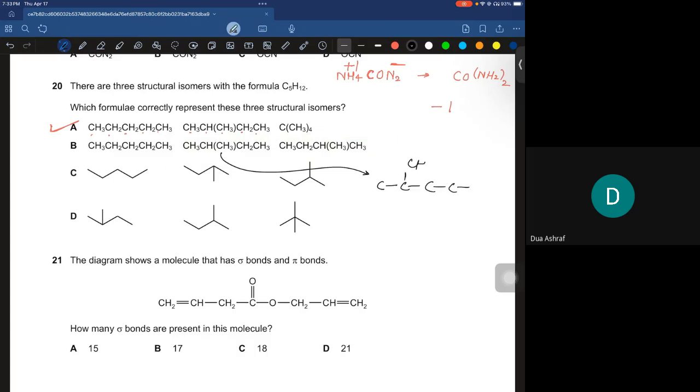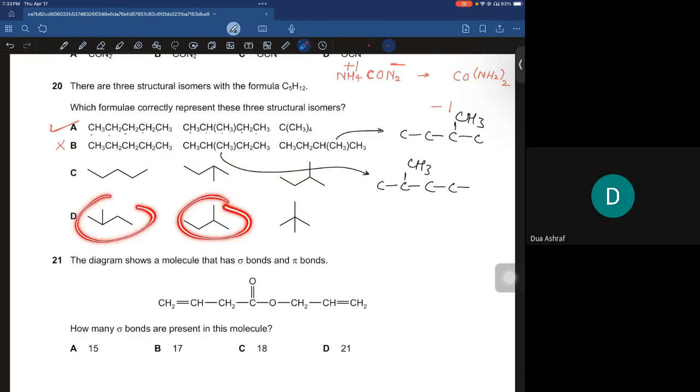You will say it's 2-methyl butane. And what is the name of this compound? 2-methyl butane. They are the same thing. Option B is incorrect. What about C? Of course, this and this, they are the same. It's 2-methyl butane. That's the reason option A is correct.